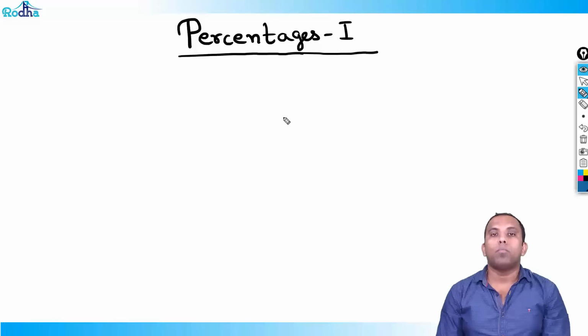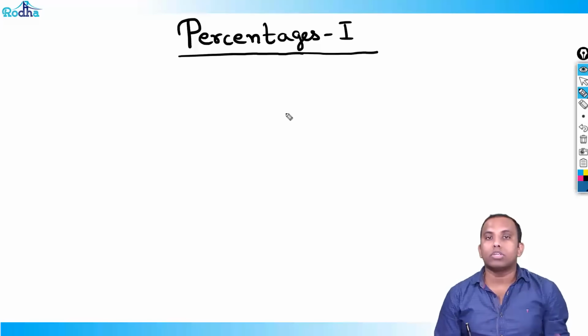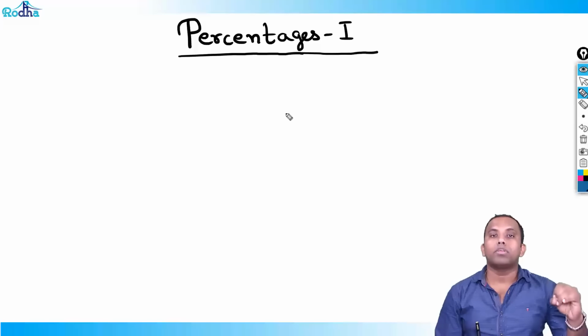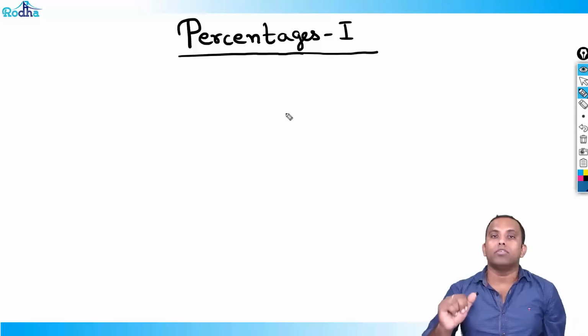Percentages, super important topic. Every line I say, every question I solve, is so important in this topic, because this will build up your foundation to solve all the arithmetic problems, all the calculations, all the data interpretation sets. Everywhere this percentage will help. You have to be very good at solving percentages.